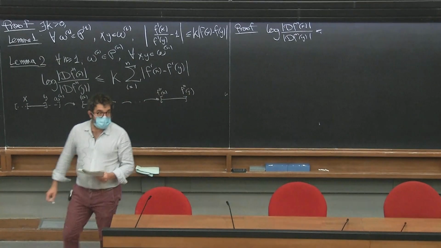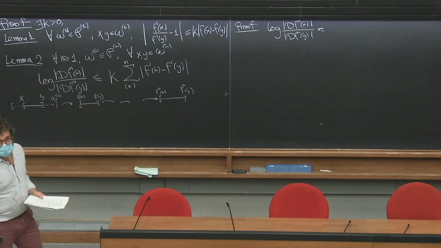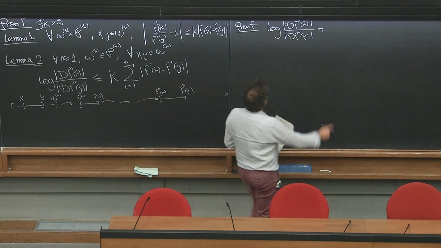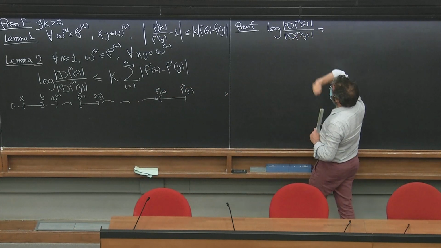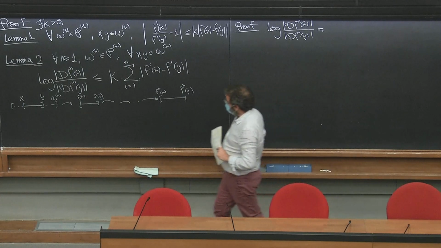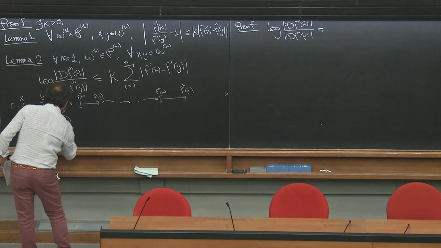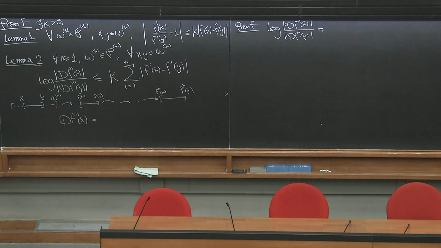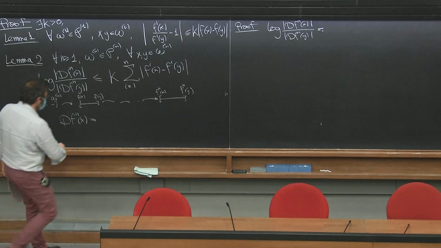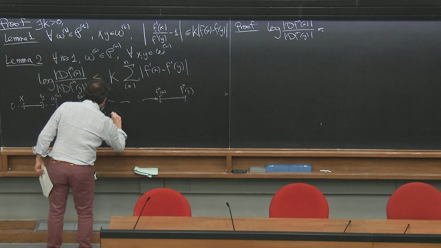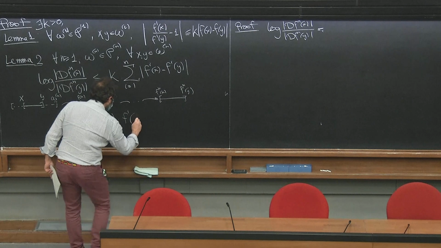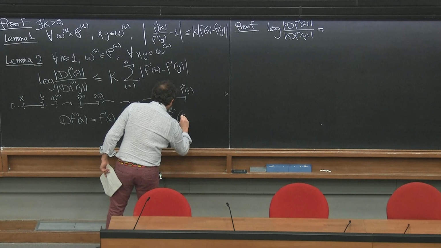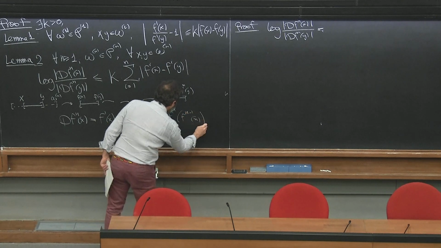So in situations like this, the first thing you do is use the chain rule, right? So we can write this as a product. Remember, by the chain rule, we have that the derivative of f^n at x is just the product of the derivatives along the orbit of x. So this is just the derivative at x times the derivative at f(x) times the derivative at f^(n-1)(x).